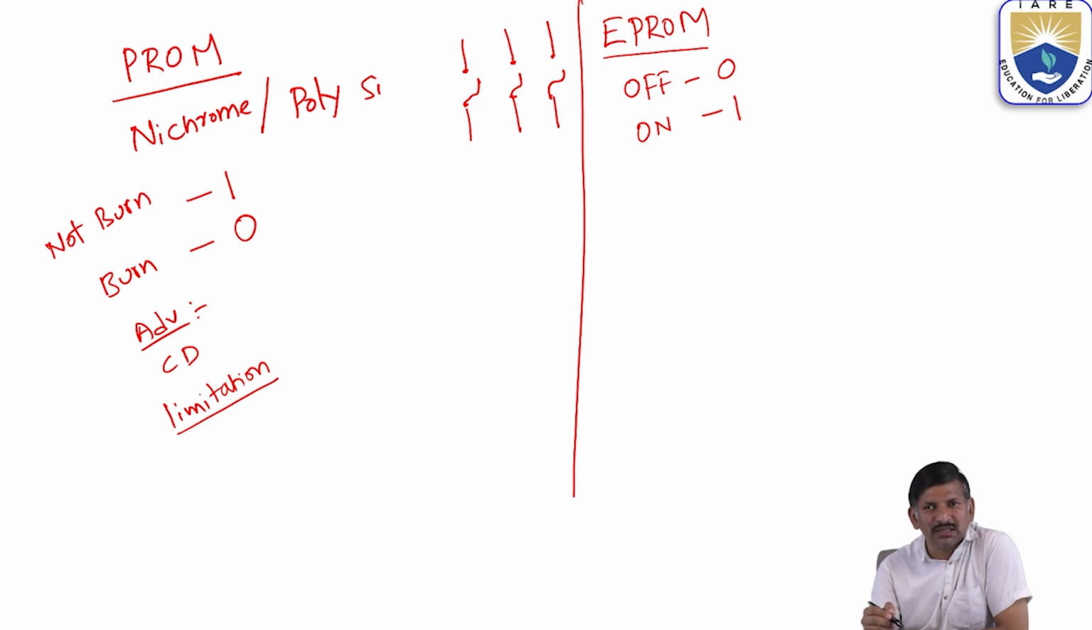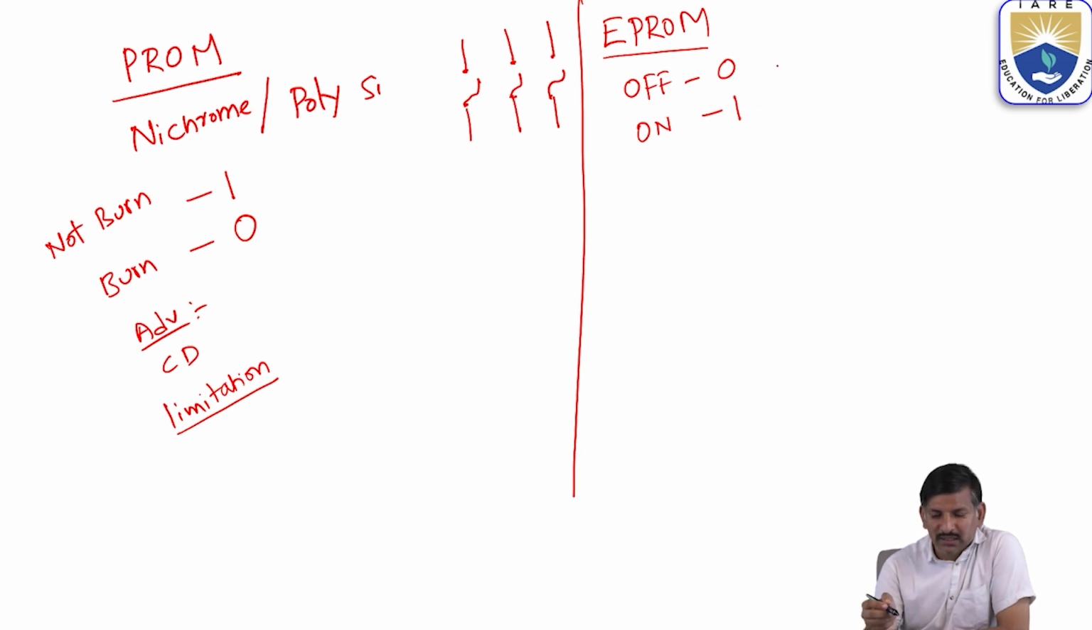Initially, the transistor is in off condition, it stores 0. Whenever you are giving the input voltage greater than the conducting voltage or threshold voltage, at that time the transistor becomes conducting and it stores bit 1.